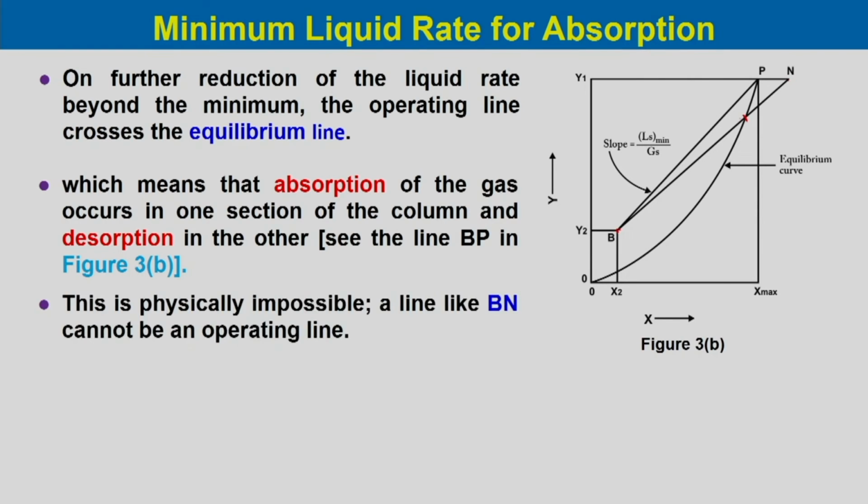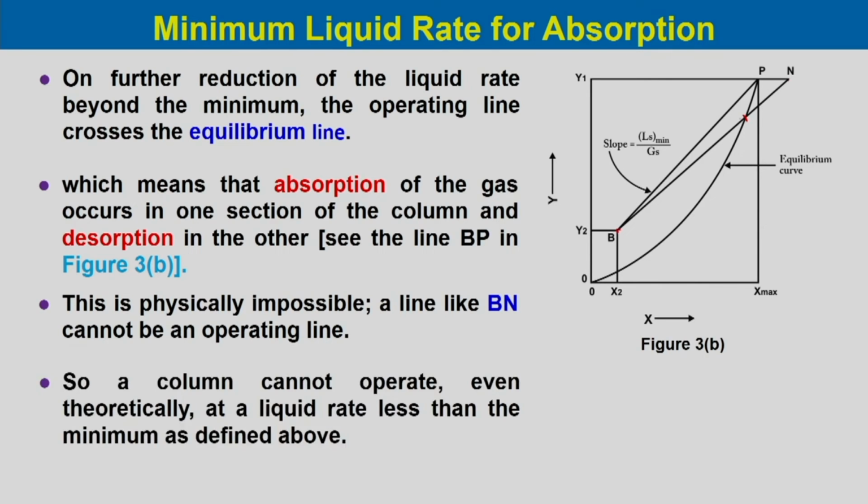This is physically impossible. A line like BN cannot be an operating line. In a single column, part of it cannot operate as an absorber and part of it as a stripper. The same operating line cannot cross the equilibrium curve. So, this is physically impossible, and hence this cannot be an operating line.